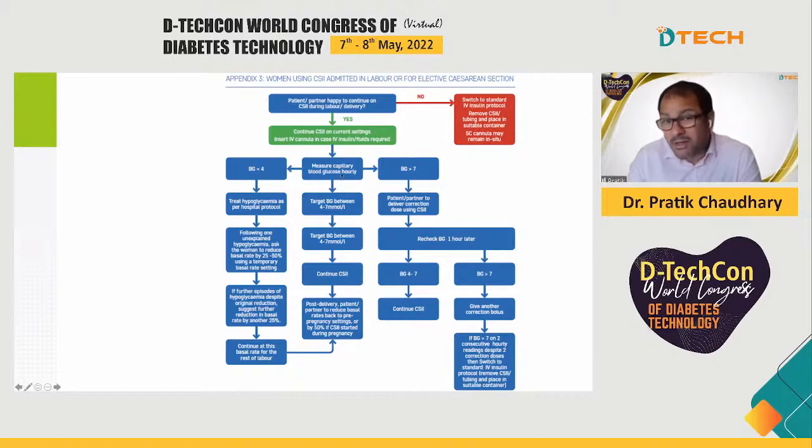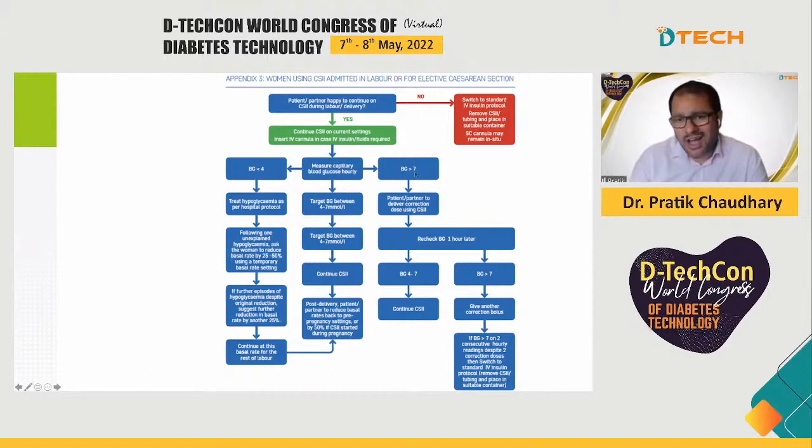We measure capillary glucose hourly, and during that last 24 hours of labor, we try to keep the glucose really tight. There are some suggestions that if the sugars are really high in that last 24 hours, there may be a high risk of neonatal hypoglycemia. That's why we tend to be quite aggressive in that period, and keep the patient on the pump.